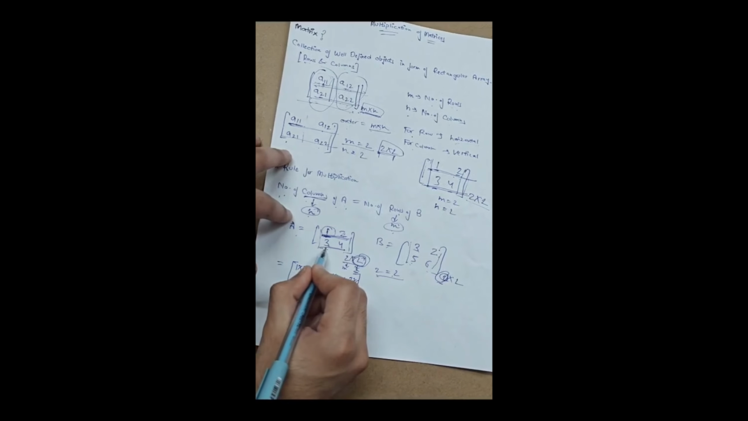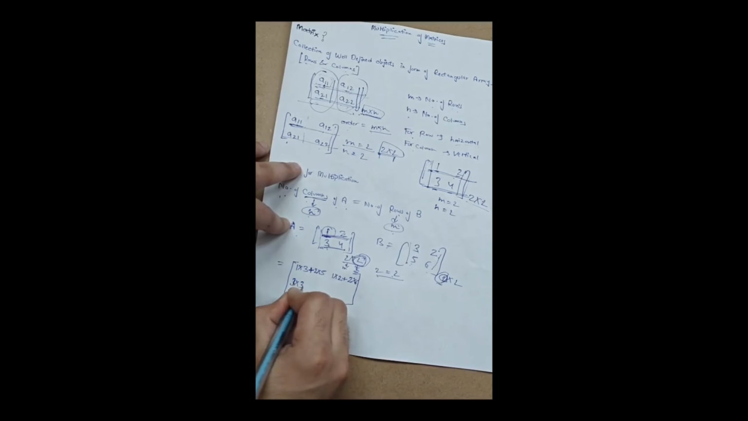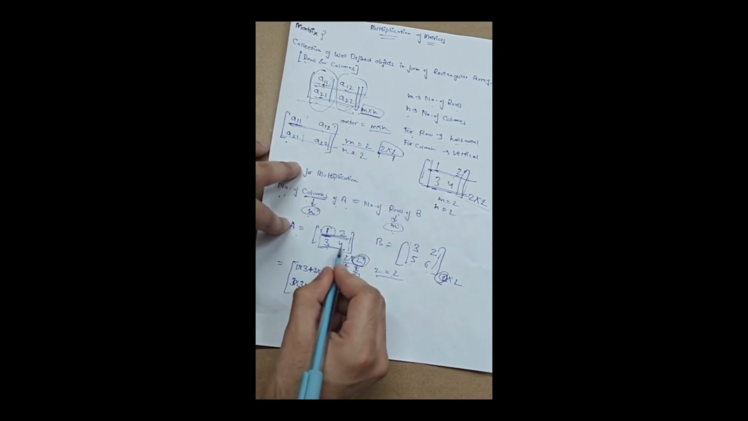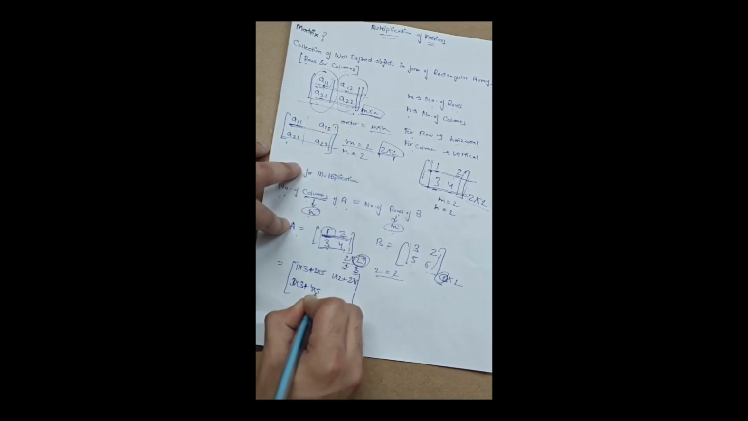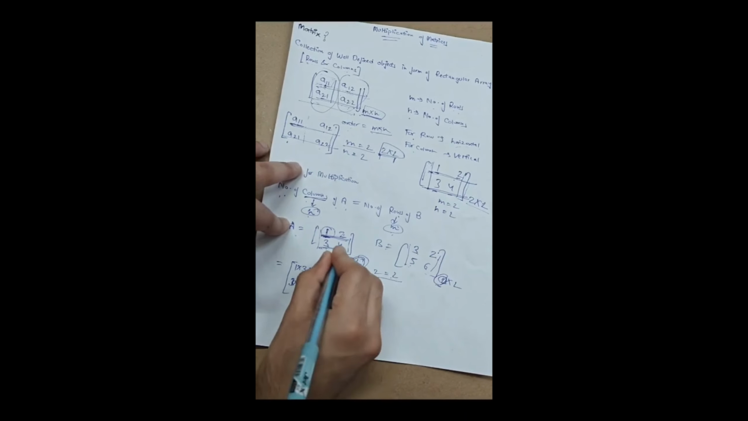Second row, if we see, the same rule will apply. Second row, first column: 3 into 3, that is 9. 3 into 3, I will do it like that first. Then plus symbol because it's operating on the same row and same column. Then 4 into 5. Then 3 into 2, plus 4 into 6.